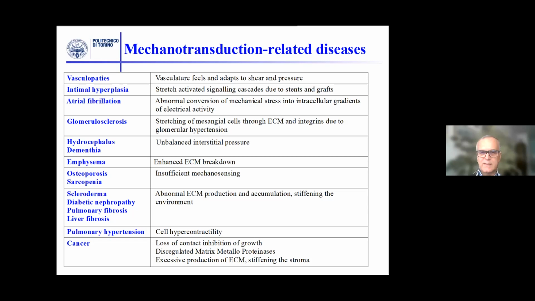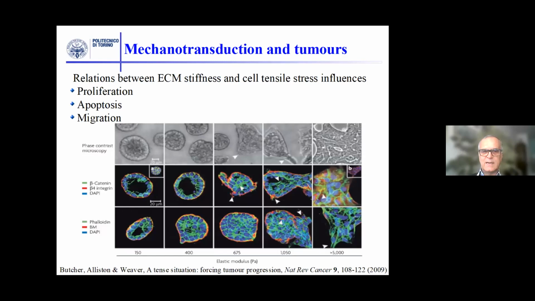In this respect, I found this experiment very nice by Alison Weaver, in which she seeded some cells on different gels with different stiffness. They are just epithelial cells of the breast. They form acini in a physiological situation, in which you have the formation of this spherical structure, well polarized, with the basal side and the apical side on the other side to produce the milk in the lumen.